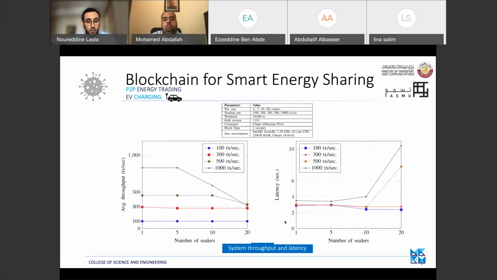We have also evaluated the performance of our testing platform. Mainly by measuring throughput and latency, we have been able to reach a throughput, which means a certain number of transactions per second, of about 350 transactions per second, and an average latency of about 4 seconds.